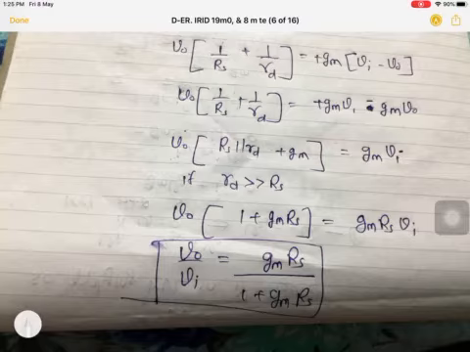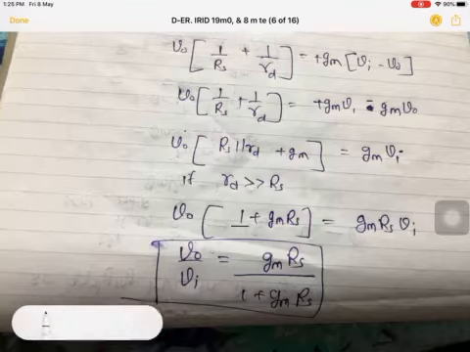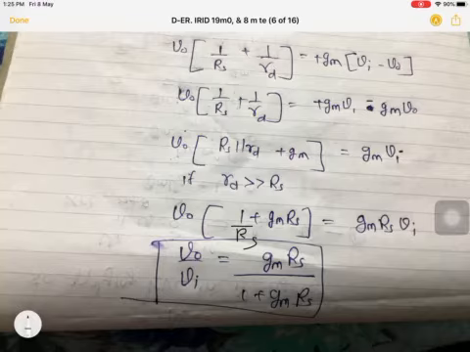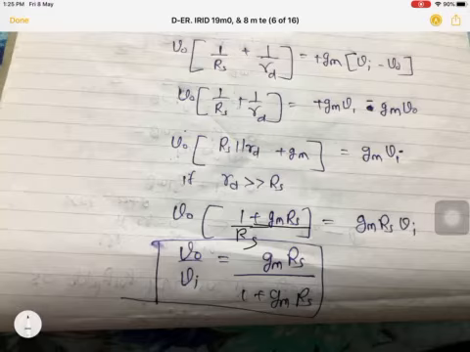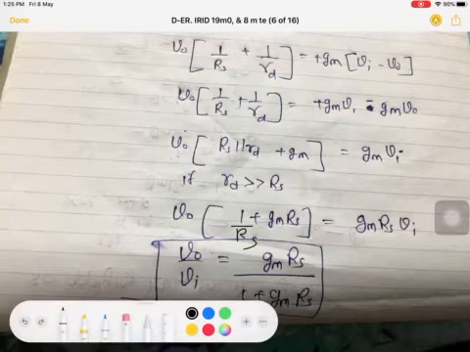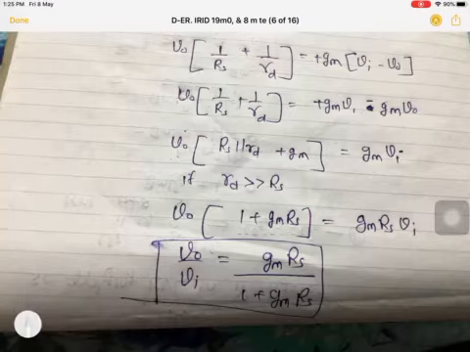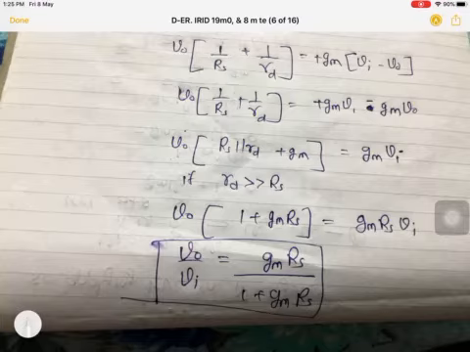So it will be 1 by RS plus GM, RS, okay, it is already right. 1 plus GMRS equal to GMRS times Vi. I replaced it with RS. So 1 by RS plus GM times GMRS Vi, and V0 by Vi is GMRS upon 1 plus GMRS.